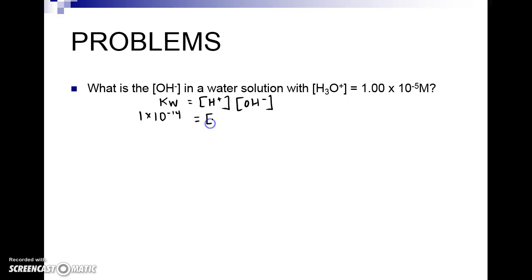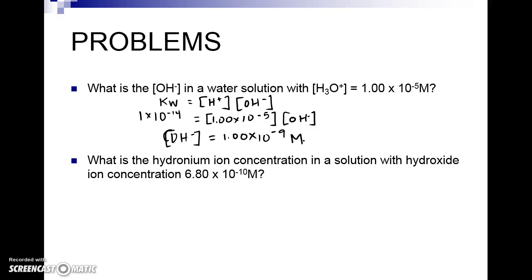I'm going to fill in the 1.00 times 10 to the minus 5, and then I'm going to solve for hydroxide. And all I'm going to do is divide the 1 times 10 to the negative 14th by 1 times 10 to the negative 5th. And if you know your rules of exponents, you just know that you're subtracting that. And so hydroxide is equal to 1.00 times 10 to the negative 9th. And that's a molarity. Let's try another one.